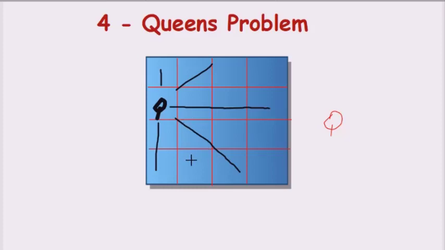Next, if we keep another queen, suppose here, this queen should also be in a non-attacking position so that it doesn't attack any other queen. These are the attacking positions, as we can see. So nobody is coming in its path.